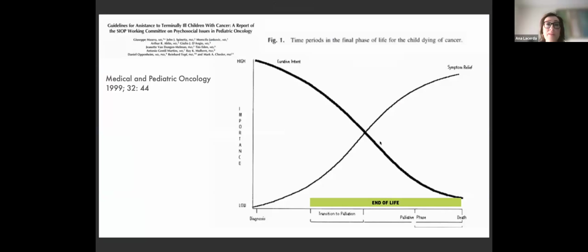The first time that SIOP, the International Society of Pediatric Oncology, published guidelines for assistance to terminally ill children with cancer was in 1999. So as you can see, they equated palliative care to terminal care, what we would now call end-of-life care.